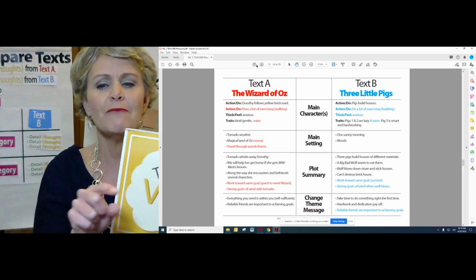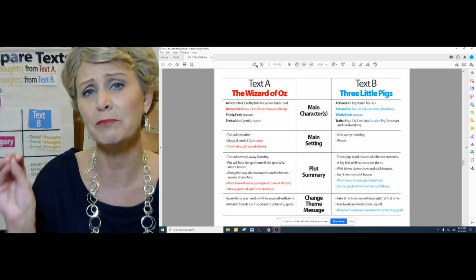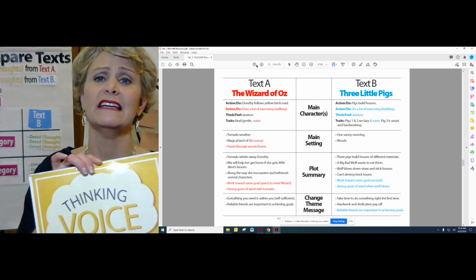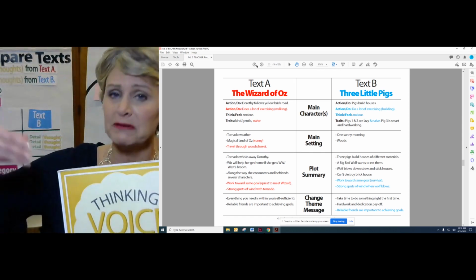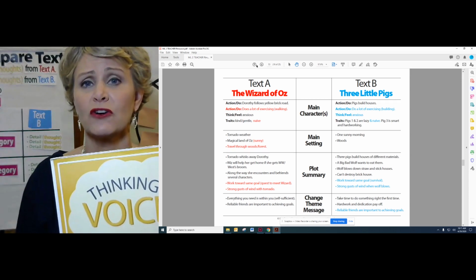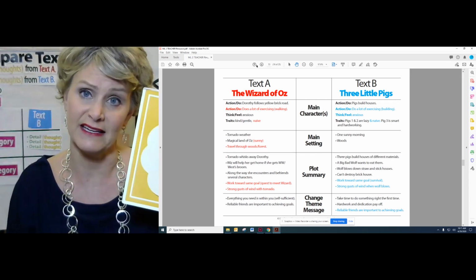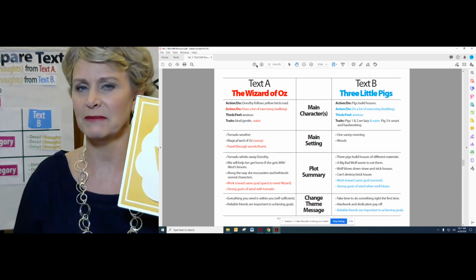Okay, and then theme-wise, again, very different themes, but that whole idea of the pigs helping each other, the third pig is loyal and helpful and is a place for the other two pigs to come to. They're all working together to achieve their goal. So that loyalty that we saw in the Wiz, we also see in the pigs. So I've got some similarities.